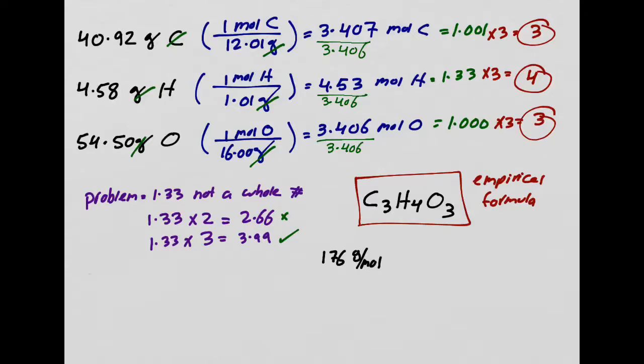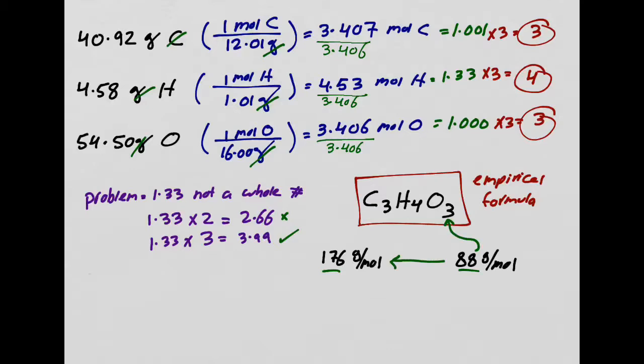Now, do me a favor. Do this for me right now. Calculate the molecular weight of the empirical formula. If you do that, you will see that the molecular weight of the empirical formula is 88 grams per mole. But we know that the actual formula, the molecular formula, the actual compound, the not simplified version, is supposed to be 176. How do you go from 88 to 176?